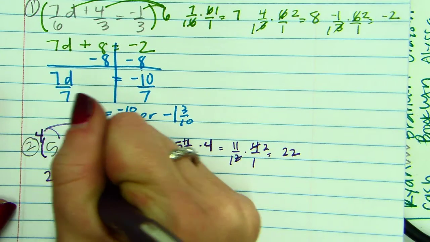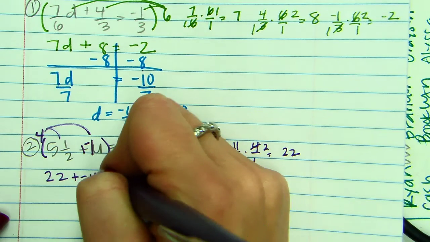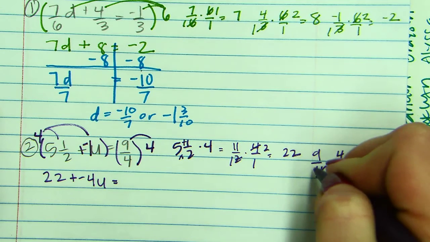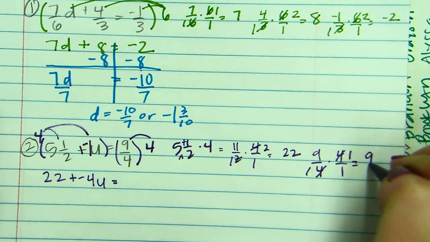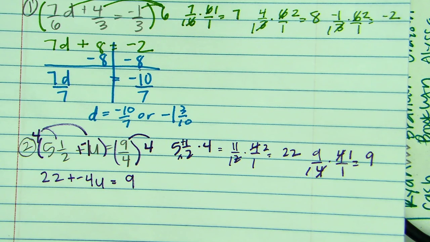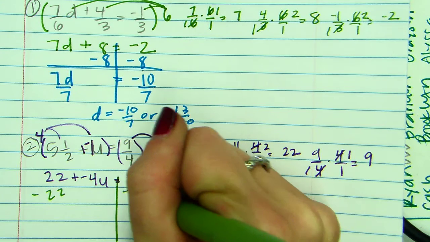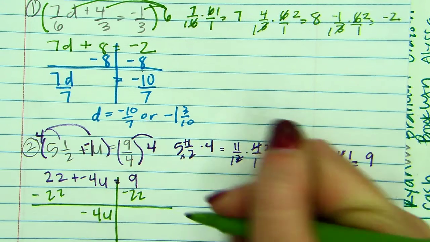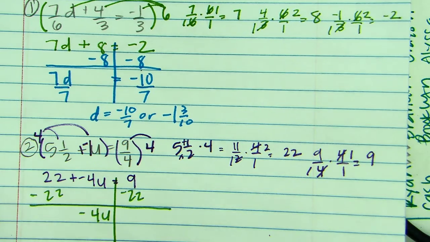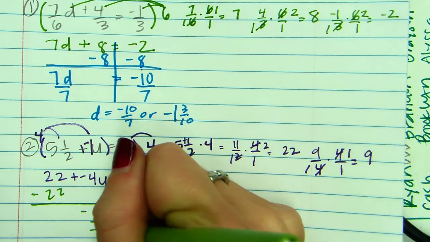So I have 22 plus negative 1 times 4 is negative 4u. And then 9/4 times 4 over 1. 4 goes in here one time and in here one time. So I just have a 9. So now my fractions are gone. So now when I solve the equation, I'm going to subtract 22 from both sides. So I have negative 4u, because this is 0. Negative 4u equals 9 minus 22 is negative 13. Then I'll divide by negative 4 on both sides.